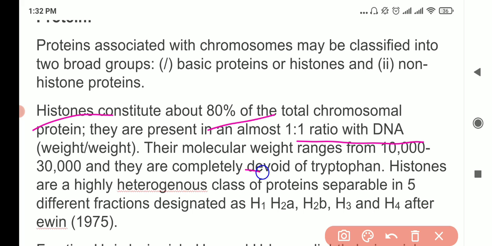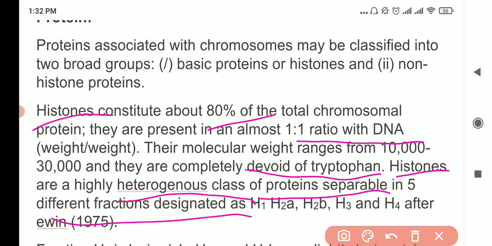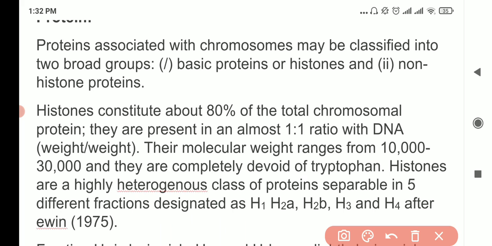They do not have tryptophan. Tryptophan is an amino acid. Histones are a heterogeneous class of proteins separable into 5 different fractions. When we say heterogeneous, it means they are different.